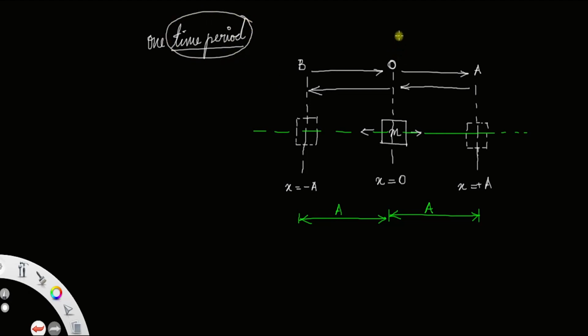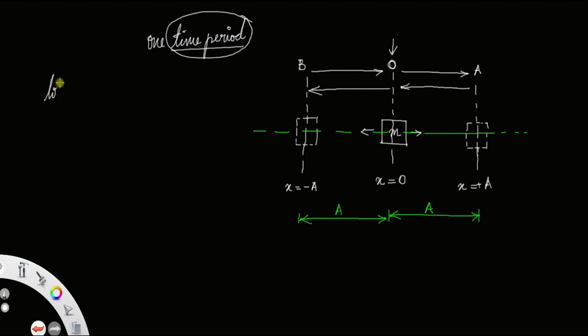I'll say it again. It starts from the point O, moves to A. From A, it comes back to O. Then from O, it goes to B, and from B, it comes back to O itself. So that's one time period.